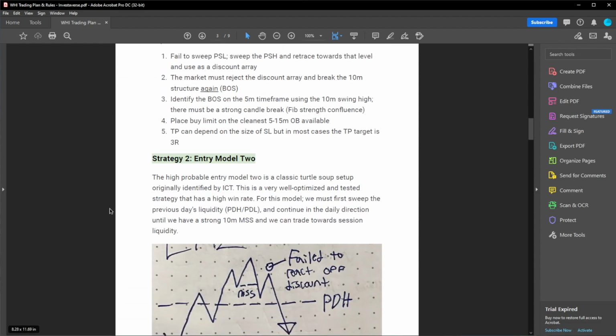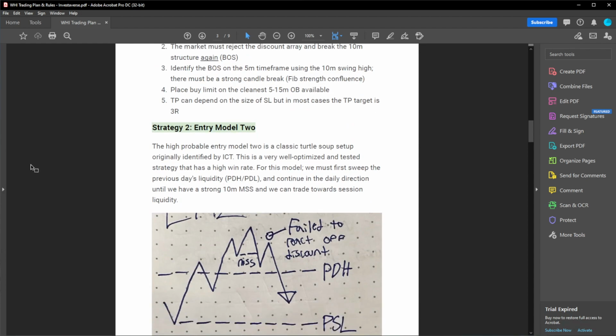So now let's go to the EM2, also known as entry model 2. High probable entry model 2 is a classic turtle soup setup, originally identified by ICT. I've actually updated this model today, so the win rate has gone up a lot, which is excellent. So it's an even more optimized, highly tested strategy. For this model, we must first sweep the previous day liquidity.